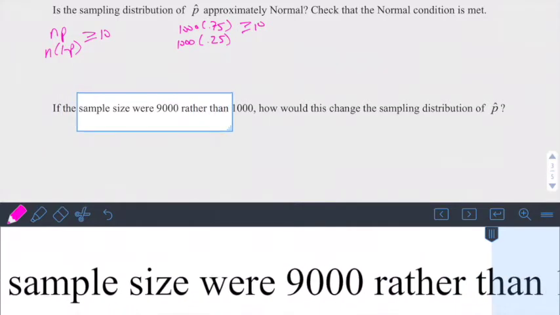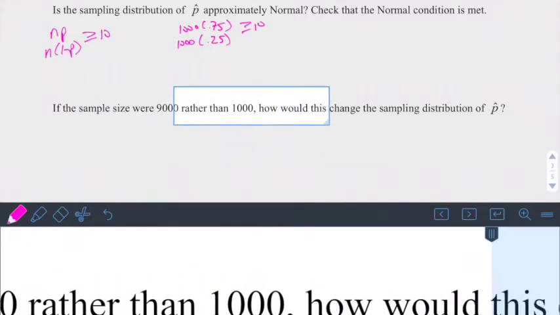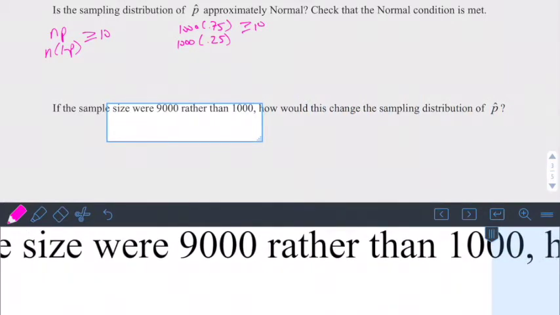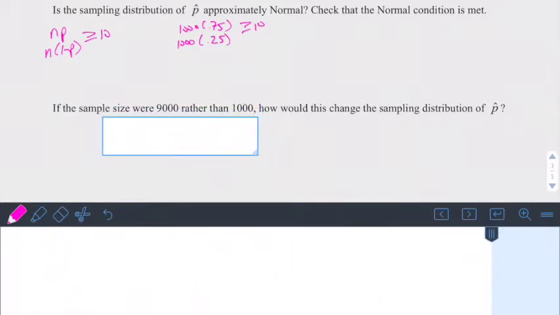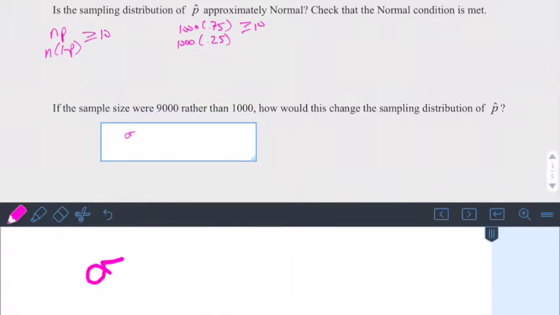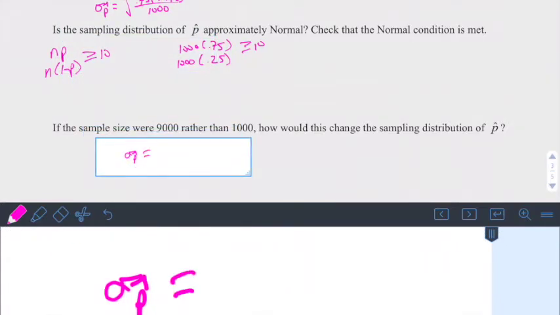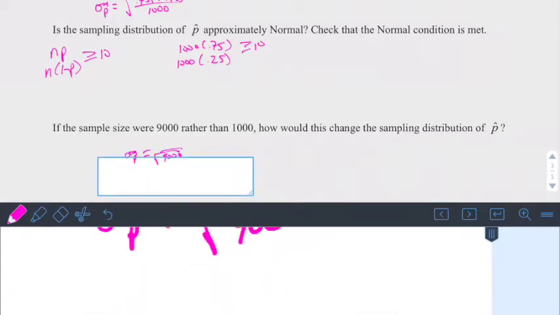If the sample size were 9,000 rather than 1,000, how would this change the sampling distribution of p hat? Well, remember, the larger the sample size, the smaller the standard deviation. So remember, the standard deviation for 1,000 is going to be this, but with 9,000, it's 9 times the sample size, but because we're dividing, it's 9 smaller. However, it's the square root of 9, so it's actually going to be 1/3 as wide.